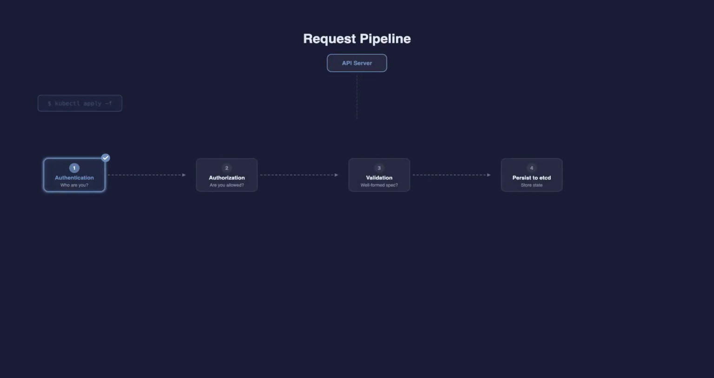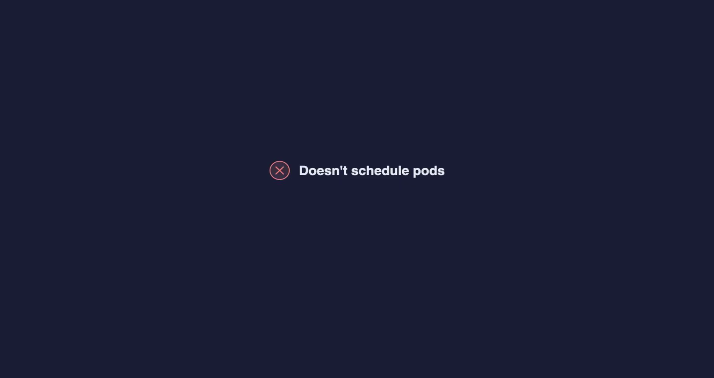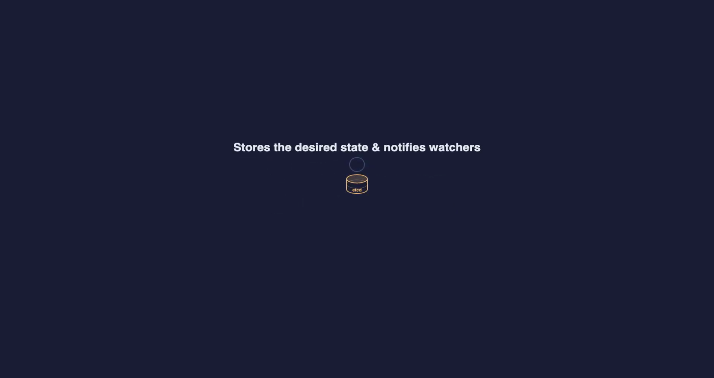First, authentication. Who are you? Then authorization. Are you allowed to do this? Then validation. Is this a well-formed resource spec? If everything checks out, the API server persists the resource to etcd. That's it. The API server doesn't schedule pods. It doesn't start containers. It simply stores the desired state and notifies anyone who's watching.